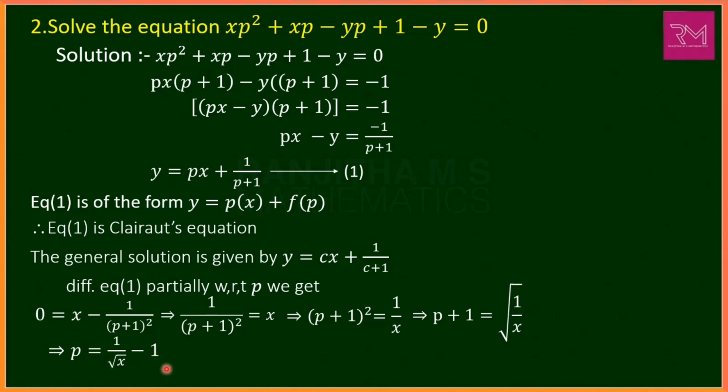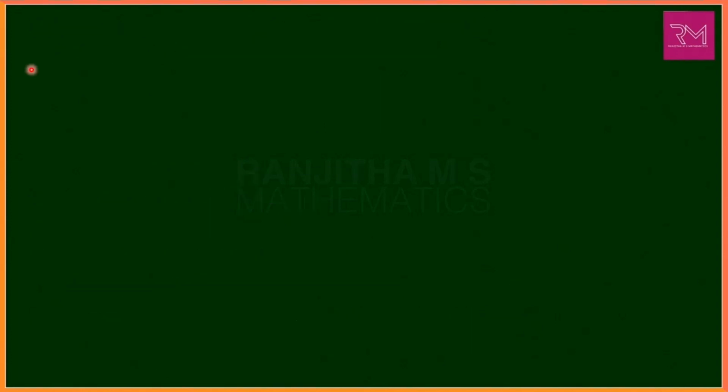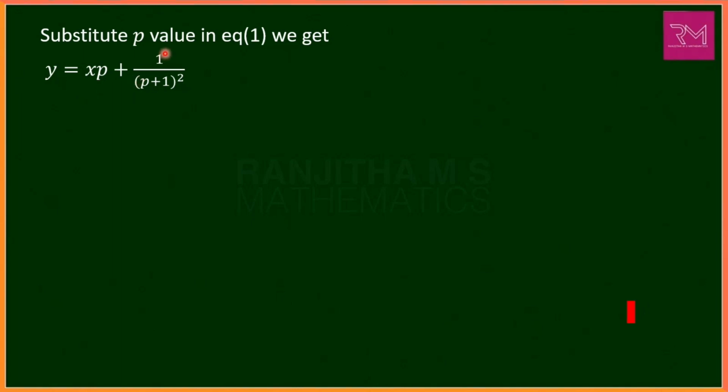Once we obtain the p value, next step we have to substitute this p value again in equation 1. We know that equation 1 is y is equal to x p plus 1 by p plus 1 whole square. Substitute the p value over here and we get y is equal to, here p is 1 by square root of x minus 1, into x as it is, plus 1 divided by p plus 1, that is square root of 1 by x minus 1 plus 1 whole square.